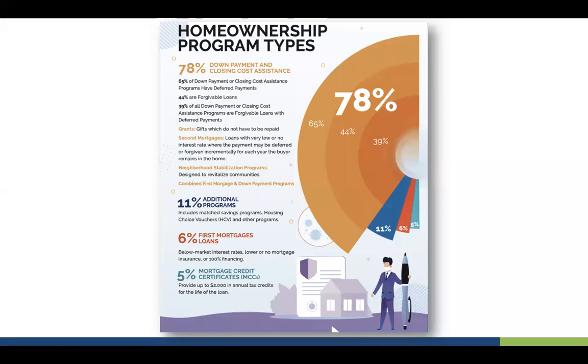And then 39% of all of these down payment programs are both deferred and forgivable. Now, that's different from a grant. A grant is a true gift at closing. There is no subordinate loan or second lien. There's no second mortgage. And we track all of those as well.